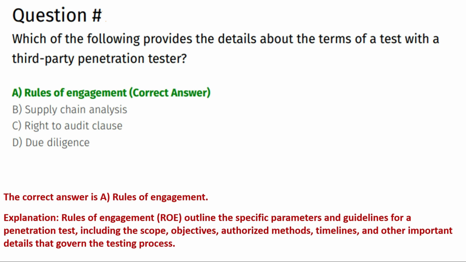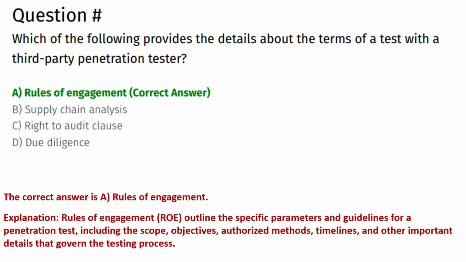Next question is, which of the following provides the details about the terms of a test with a third-party penetration tester? Option A, rules of engagement. Option B, supply chain analysis. Option C, right to audit clause. Option D, due diligence. And the correct answer for this question is option A, rules of engagement.